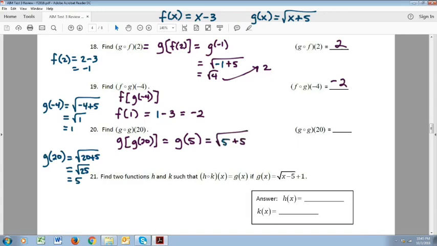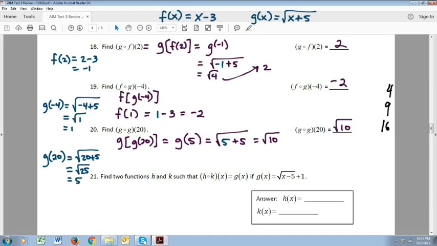So it'll be the square root of 5 plus 5, which is the square root of 10. And that's a radical that can't be simplified any further. Remember our perfect squares, 4, 9, 16, and so on. None of those divide into 10, and certainly 10 is not a perfect square, so we're done there.